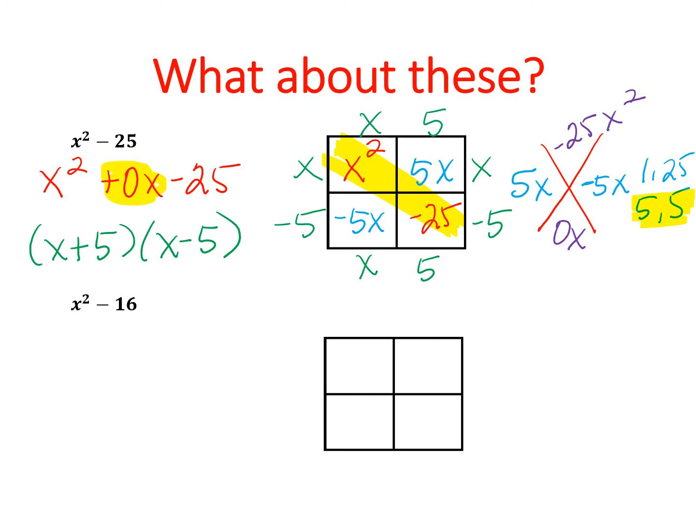So if you notice, we had talked about both of these terms were perfect squares. And when we factor, we get x plus 5 and x minus 5. So they look almost identical, but opposite signs. All right, let's do one last example.